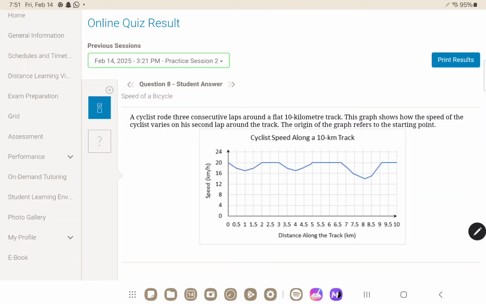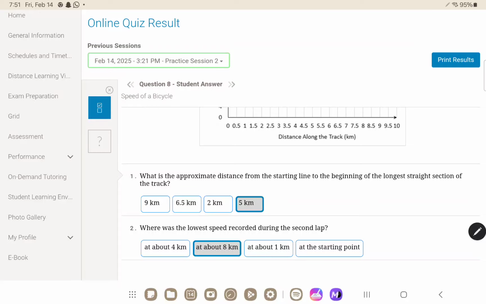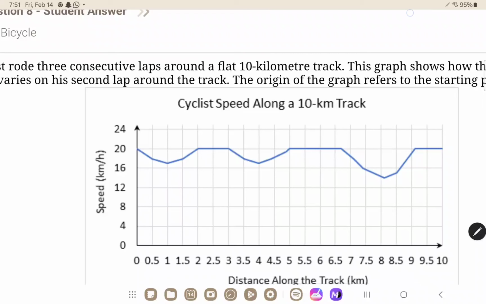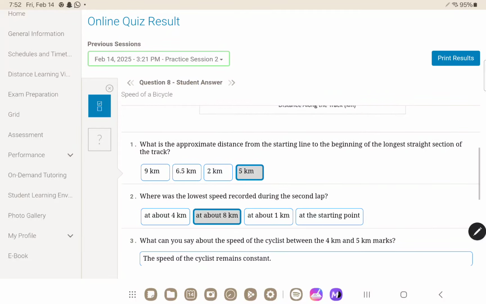Now here you have this question. A cyclist rode 3 consecutive laps around a flat 10-kilometer track. The graphs show how the speed of the cyclist varies in his second lap around the track. The origin of the graph refers to the starting point. Now, approximately at which distance does the biker start the longest straight section of the track? Now, we know when he reaches a straight part of the track, it's a straight line on the graph. The longest one you could tell by eye or by calculating how many boxes it spans over. This is the longest one. He starts it at 5 kilometers. And that's your first answer.